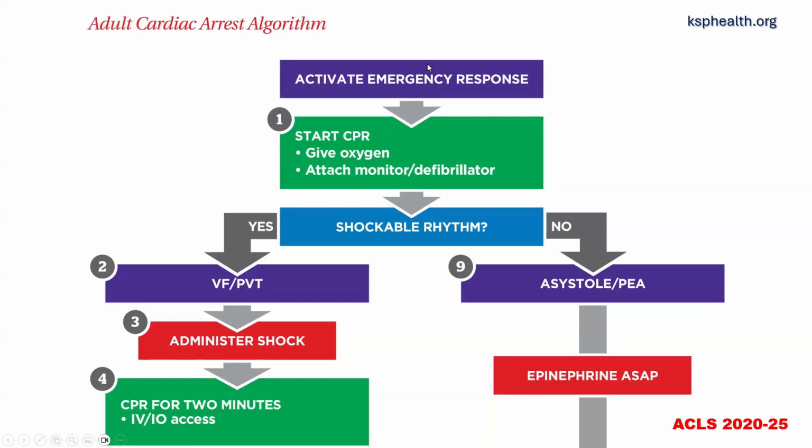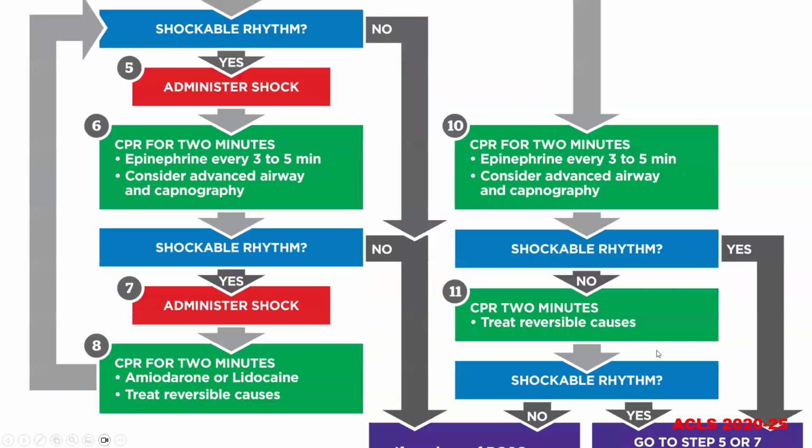Okay, number 1, activate emergency response. Start CPR, give oxygen, and attach monitor and defibrillator. If you find a shockable rhythm, the shockable rhythms are ventricular fibrillation and pulseless VTAC, administer shock and CPR for 2 minutes, get access. If it is a non-shockable rhythm like pulseless electrical activity or asystole, give epinephrine as soon as possible.